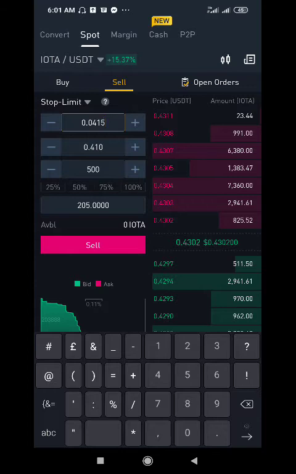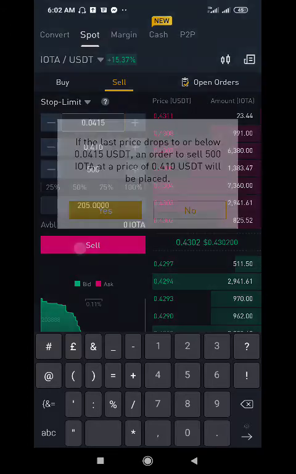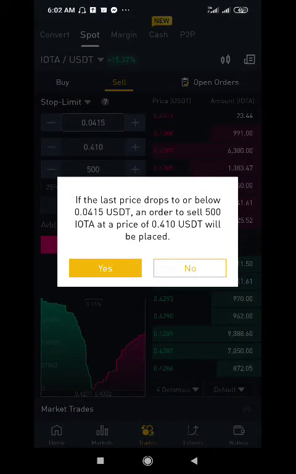Do you understand? So once I have set all these parameters right, I'll quickly click on sell order. I can see it will tell you exactly what you're trying to do. It says if the last price drops to or below 0.0415 USDT, an order to sell this particular quantity will be placed at this particular price. You can see it. You now say yes. Once you say yes, it will set the command, and if the price drops to this particular level, your sell order at this particular price will be placed.